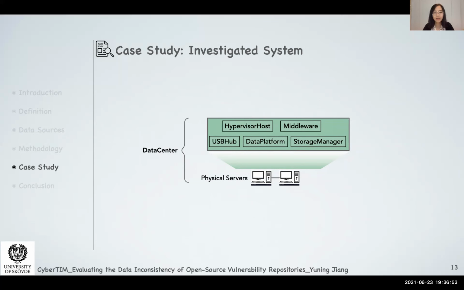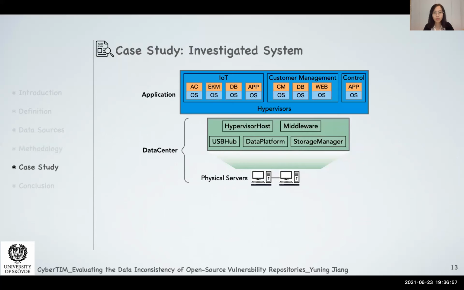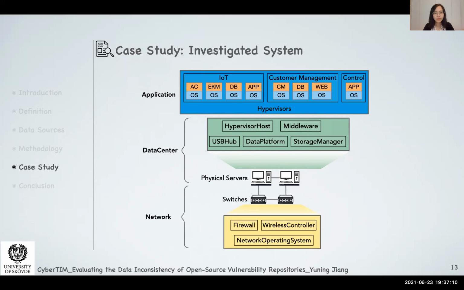The application layer includes a configuration of 3 system packages supported by hypervisors, namely IoT or Internet of Things system, customer management system, and control system. On the other hand, physical servers in the data center are connected to switches through fibers. The network layer represents the wireless connections of the IT network. These switches are further connected to the OT servers.